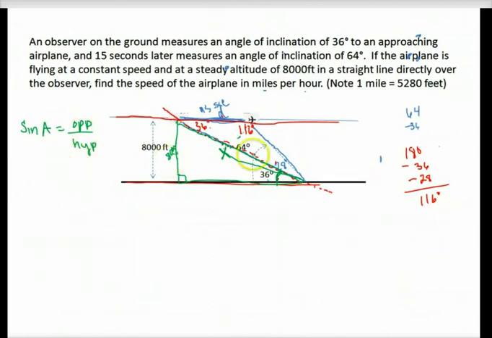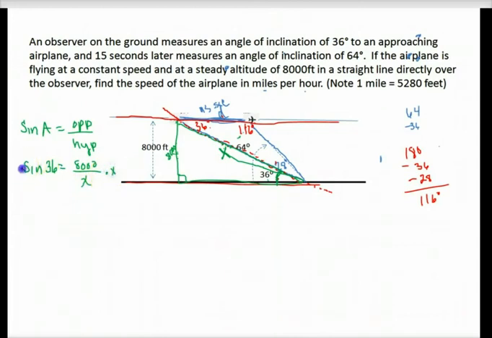Okay. All right, now we're going to use that to find the length of our side x, and that will allow us to solve our triangle above. Okay, so a little sidetrack to get a little more information and solve this problem. All right, so sine of our angle, which was 36, equals the opposite side, which was 8,000, over our hypotenuse, which was x.